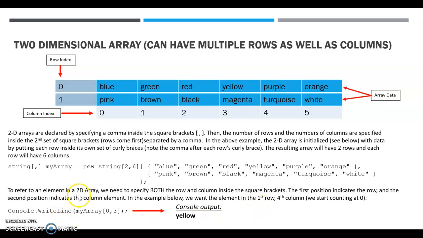Now, to refer to an element, we need to specify, as I said before, both the row and the column inside the square brackets. So let's say I want to write out yellow again. As I said, the first position is the row, so I'm going to use my Console.WriteLine statement, my array name, and in my square brackets I'm going to put the row, in this case 0, and then the column number for the element, which is 3, which happens to get me to yellow.